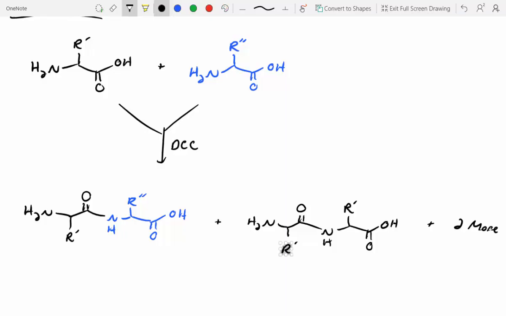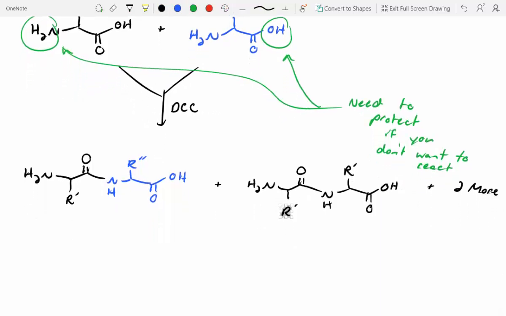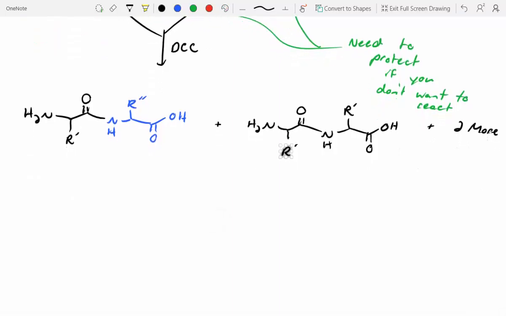And then we have to use a completely new class of protecting groups for those amino groups coming off of our amino acids. So let's make a little note here that you need to protect if you don't want to react. All right, so let's take a look at some protecting groups for amines, and then we'll look at protecting groups for carboxylic acids.